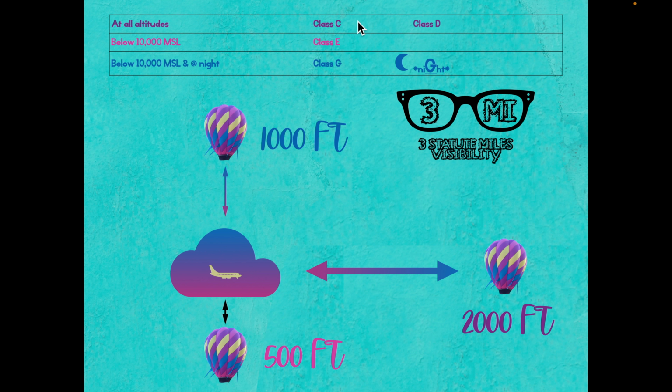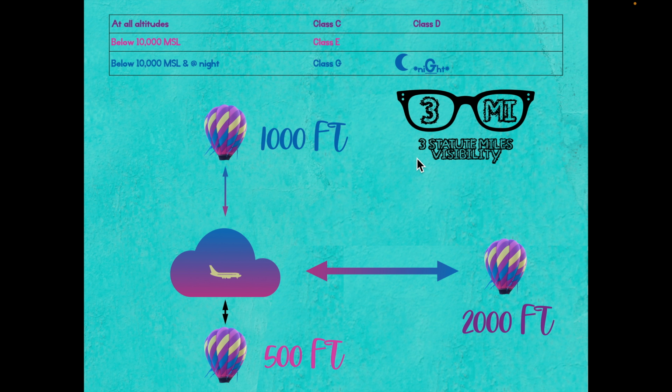So these are the recommended distances that we need to stay when we're in Class C, which is like an airport, Class D, a smaller airport at all altitudes. And when we're below 10,000 MSL, that'll be Class E and Class G at night. We also need to have 3 statute miles of visibility. Statute just means exactly 5,280 feet per mile.